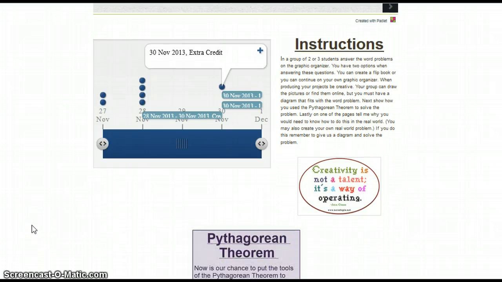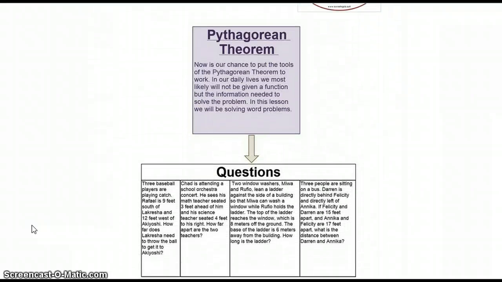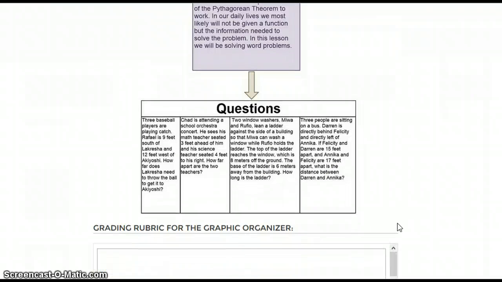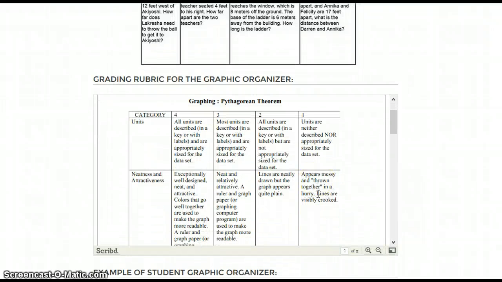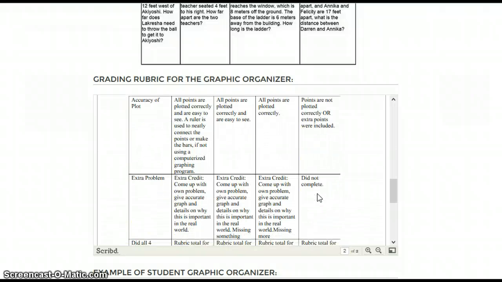Below the instructions is a graphic organizer which holds the questions that the students will be answering in their own graphic organizers. All of these questions are word problems, and I want the students to actually put pictures and diagrams and then mark out the steps to the questions. I have a rubric below this, which the groups will be graded on.